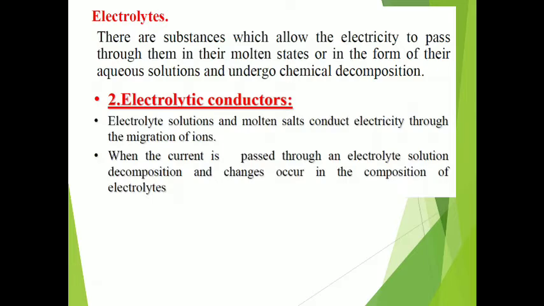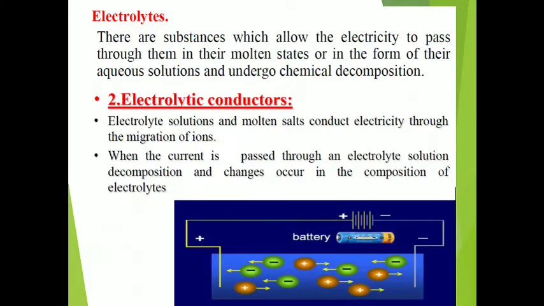Next, second one is electrolytic conductor. It is also called ionic conductor. Here electrolytic solution and molten salts conduct electricity through the migration of ions. When current is passed through an electrolyte solution, decomposition and changes occur in the composition of the electrolyte. Okay, there is a diagram. You can clearly see that when electricity is passed, negative ions, that means anions, move towards the positive electrode, that is anode, and positive ions, that is cations, move towards the negative electrode, that is cathode.